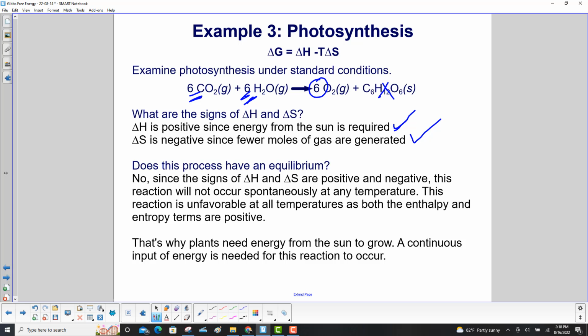Does the process have an equilibrium? No, since the signs of delta H and delta S are positive and negative, this reaction will not occur spontaneously at any temperature. The reaction is unfavorable at all temperatures as both the enthalpy and entropy terms are positive. That's why plants need energy from the sun to grow. A continuous input of energy is needed for this reaction to occur.